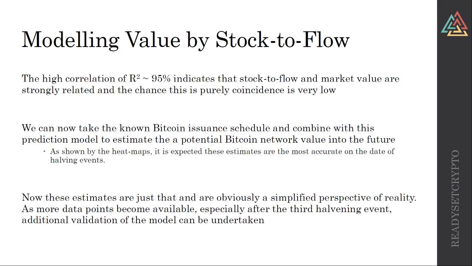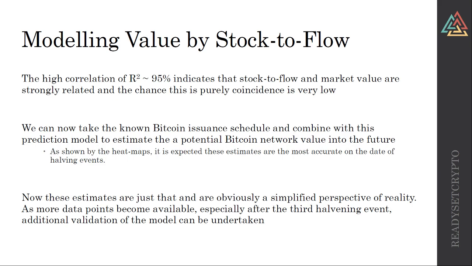We can actually assign a date to when the halvings will be, and we can assign a date to what the stock to flow will be with reasonable accuracy. And what we can see with these heat maps is we do in fact expect that the estimates are going to be fairly accurate on the date of the halving event. So you can use that as a bit of an anchoring point.